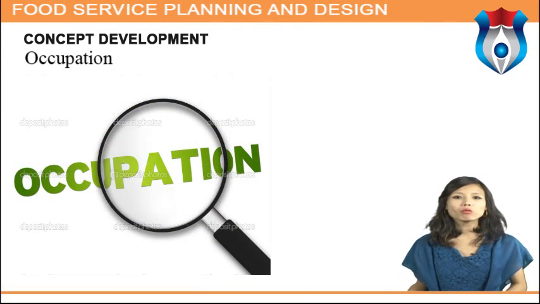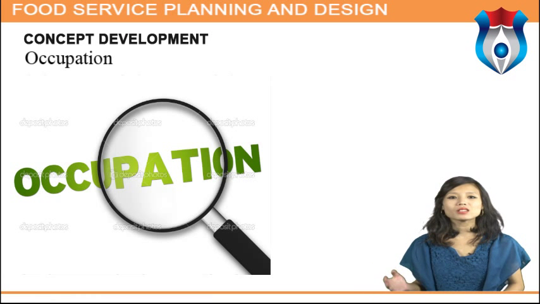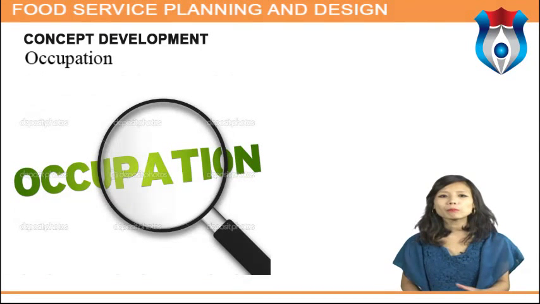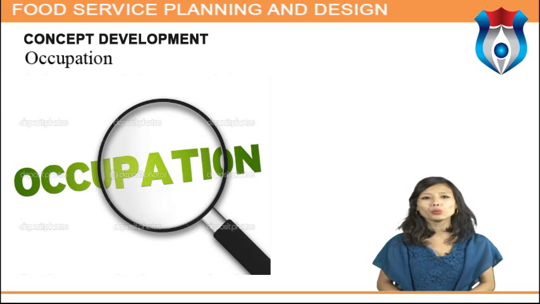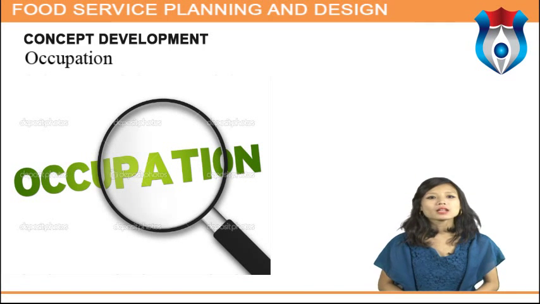Occupation. The type of work the market does throughout the day will help to establish guidelines concerning menu selection and portion sizes. If we are feeding people who do a lot of physical work, the food items and portion sizes should be adjusted accordingly. Customers who are doing less physical work may prefer a food selection that has fewer calories and smaller portions.